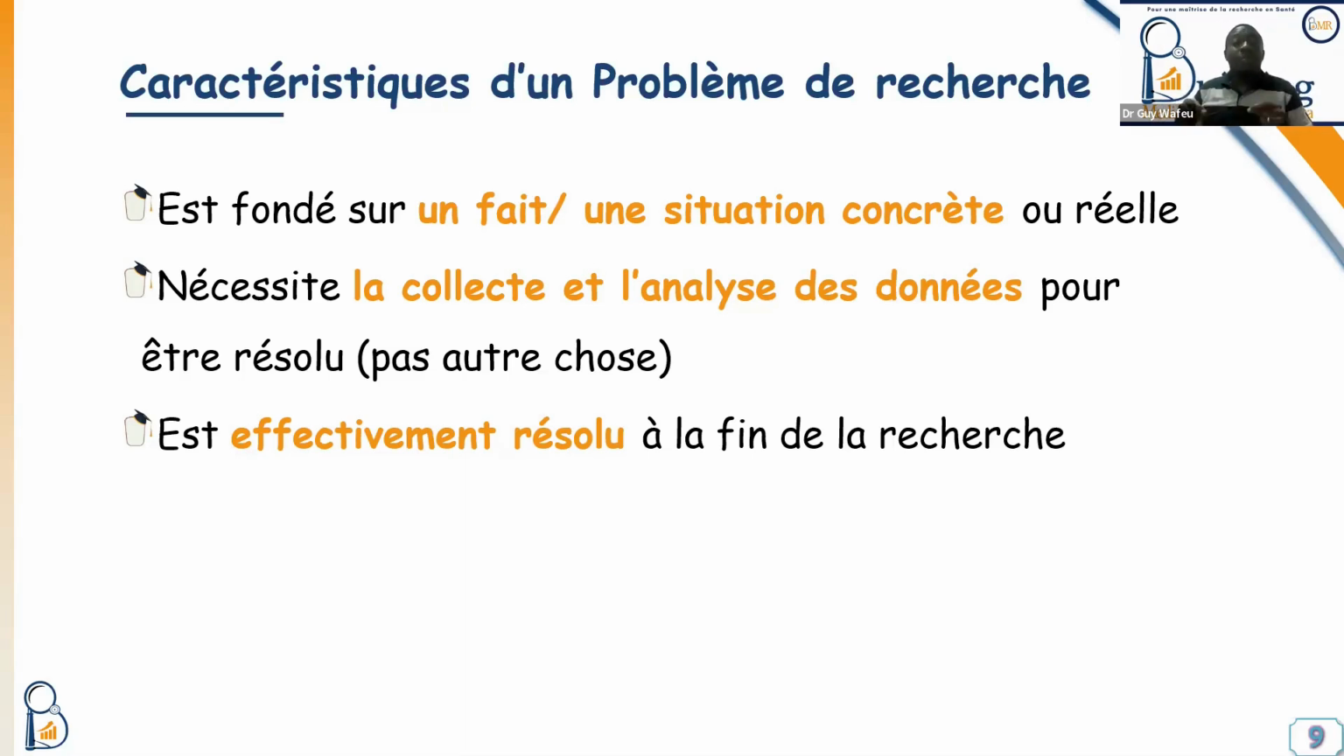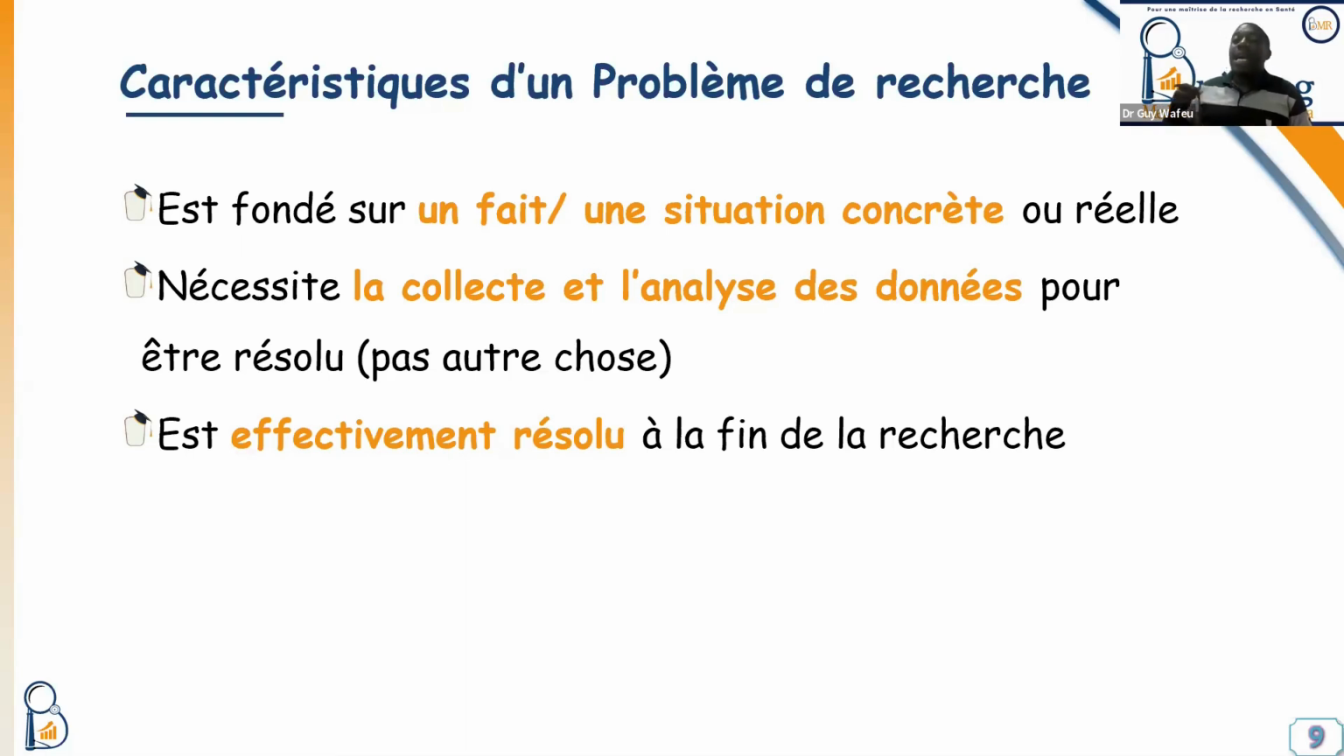Secondly, a research problem must be something that you need to collect and analyze data to be able to solve it. It must not be a problem which can have a solution from something else than data collection and analysis. If you have a problem that you are able to solve from something else than data collection and analysis, then it is no more a research problem. It is another type of problem. But a research problem needs data collection and analysis to be solved.